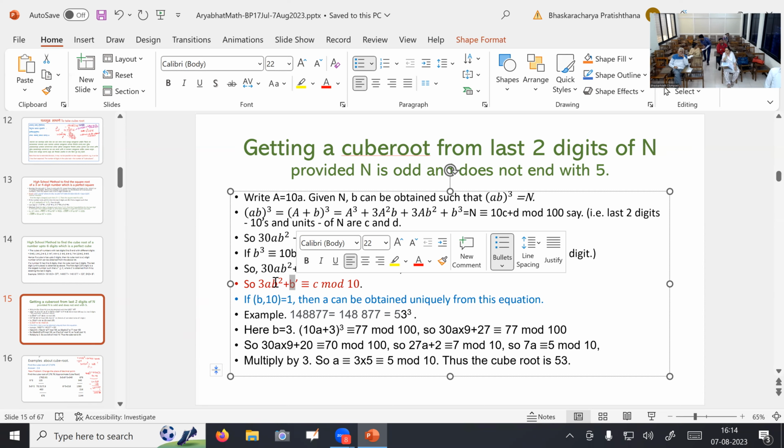So first of all, if the cube root has 2 digits, then we find out the last digit B first of all. From the last digit, you find out B cube.